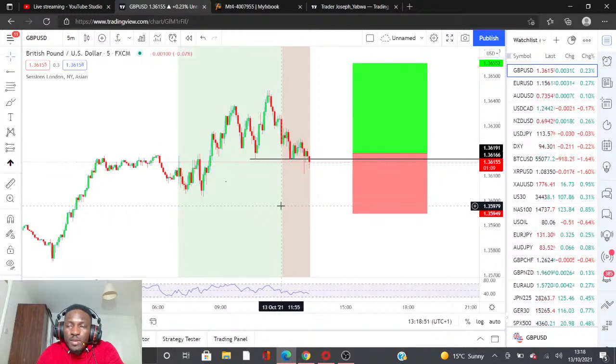This is one of my favorite patterns, the straight pattern. I usually take more risk than I usually do on all my trades, but that's because this pattern has probably a 90%, 95% success rate. But we'll see.